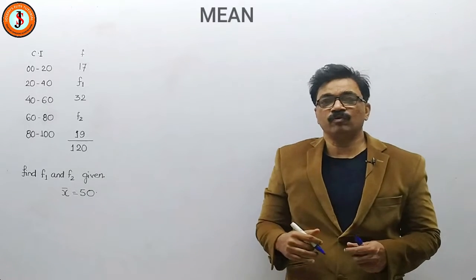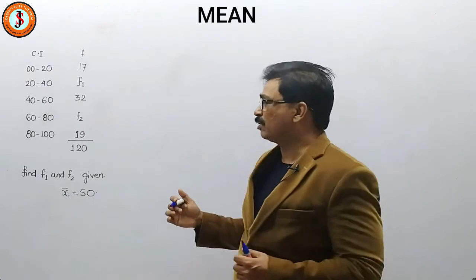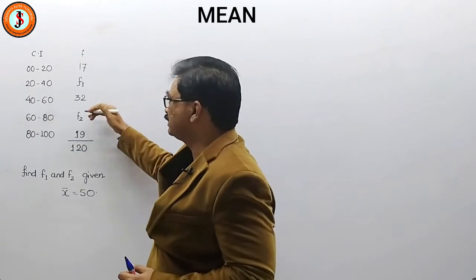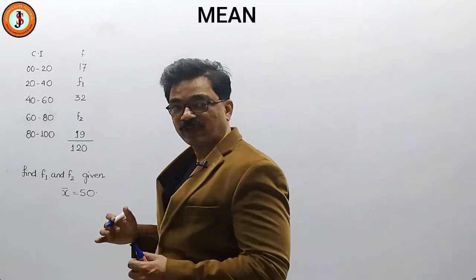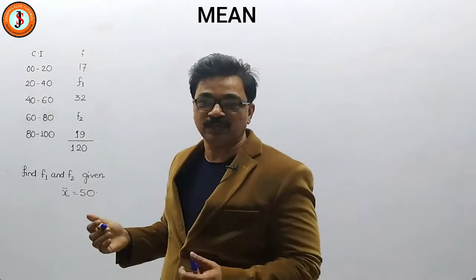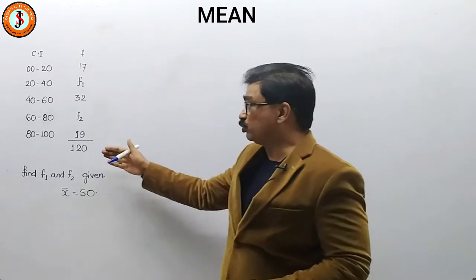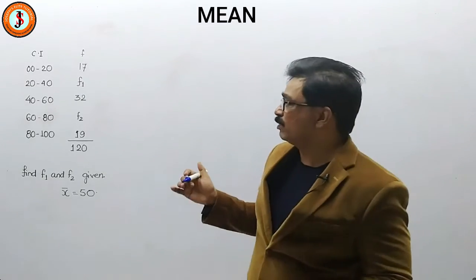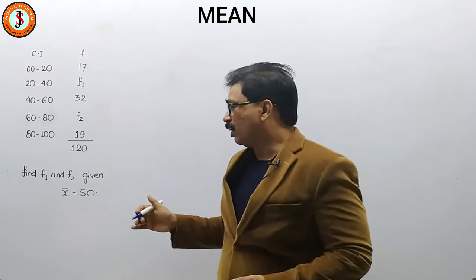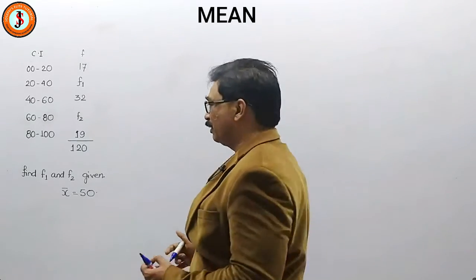So let us have a look at one more type of question on a mean. Here, there are two frequencies which are missing and you have to find them. They have named them F1 and F2, they could be named P and Q, and you have to find the value of P or Q. They have given the total of the frequency, that is sigma F, and they have given the mean, that is 50. So let us understand.